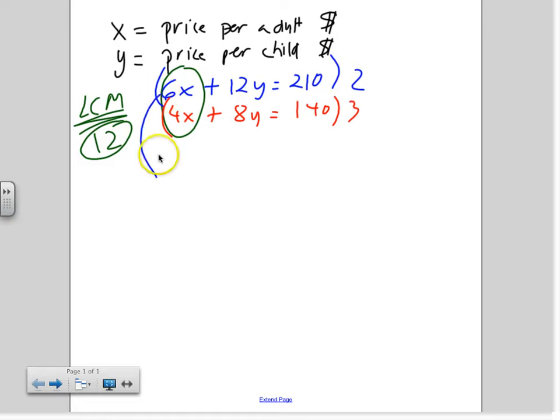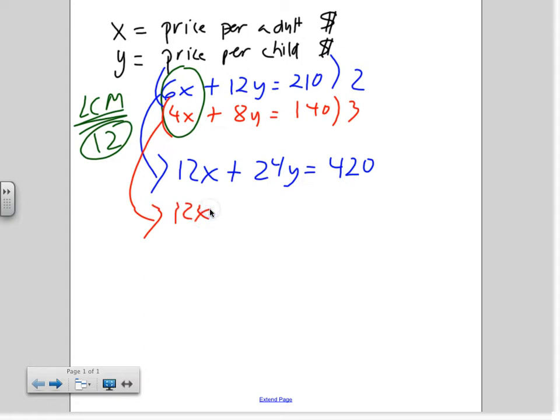If I multiply that 2 into the first equation, what do I have? 12x plus 24y equals 420, right? Okay. What about the red equation, the second one? 12x plus 24y as well equals to? Oh, interesting. What did you just see? They're both the same.